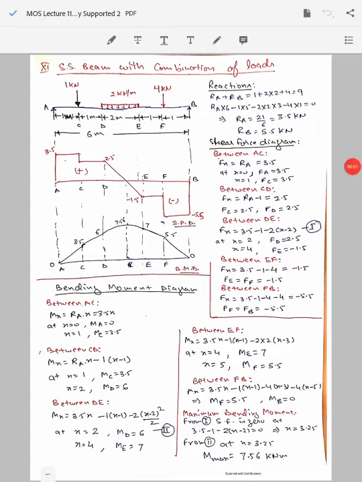Hello students, in this lecture we will continue the discussion of simply supported beam subjected to various types of loads. We have already done the case of simply supported beam with the point loads and also separately the case of the simply supported beam with uniformly distributed load. Today we are going to consider a simply supported beam which is subjected to both point load as well as the uniformly distributed load.